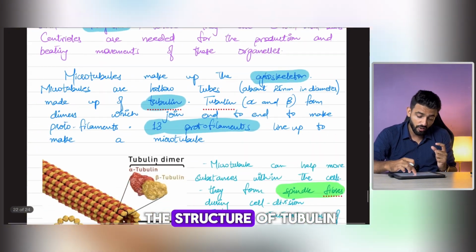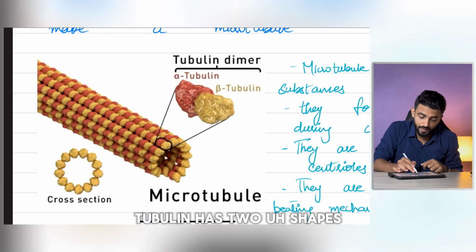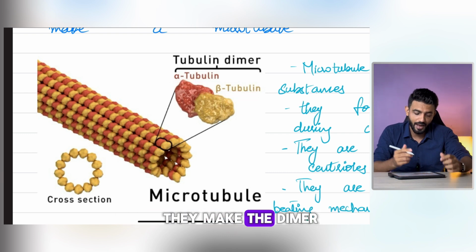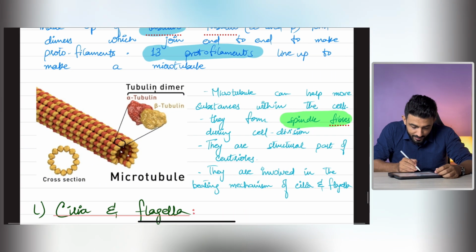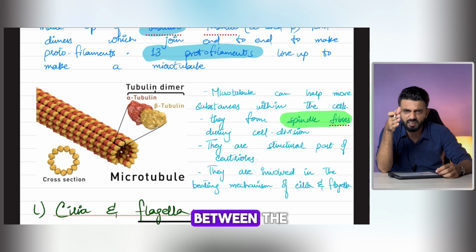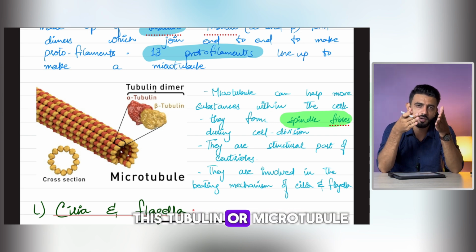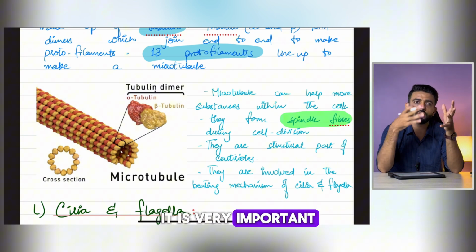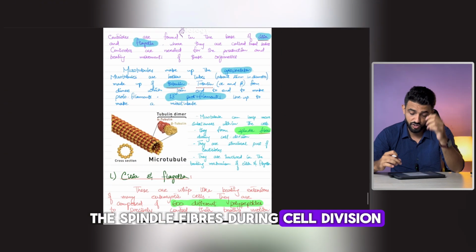When you look at the structure of tubulin, tubulin has 2 shapes, alpha tubulin and beta tubulin. They combine together and make the dimer, and there are 13 dimers which are arranged in a specific order. There is a 25 nanometer gap in the lumen of this microtubule, and again it is very important to make the cytoskeleton and to make the spindle fibers during cell division.